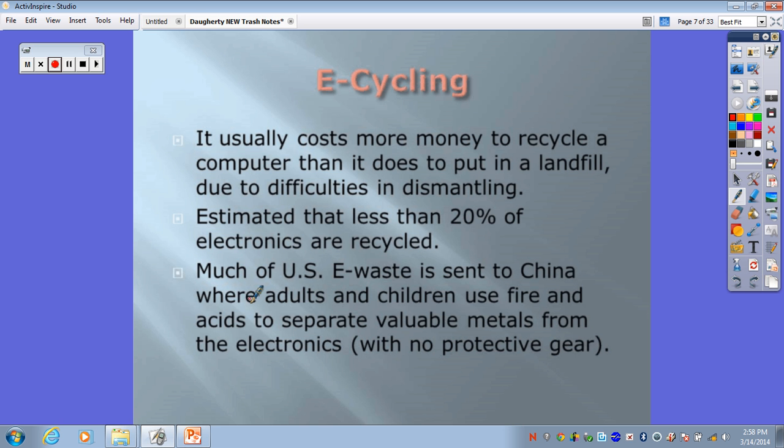Something that's kind of interesting too, we'll watch a video clip of this in class. Much of U.S. e-waste is sent to China, which is what that picture was of on the last slide, where adults and children use fire and acids to separate those valuable metals from the electronics, usually with no protective gear and not a whole lot of knowledge of what they're doing, so it can be dangerous for them.